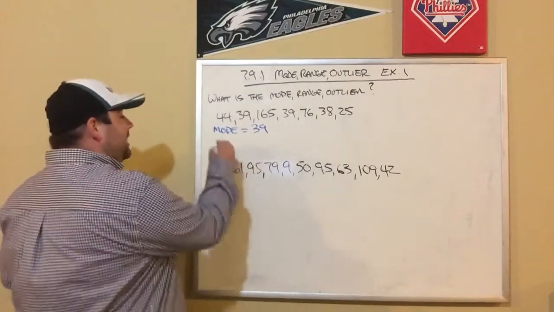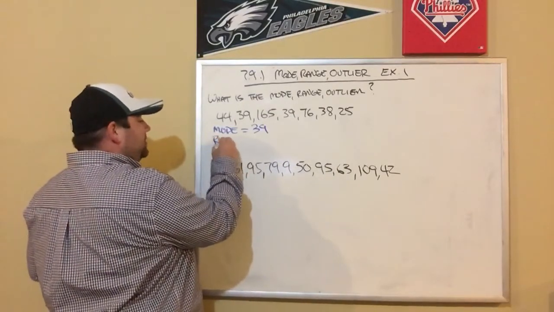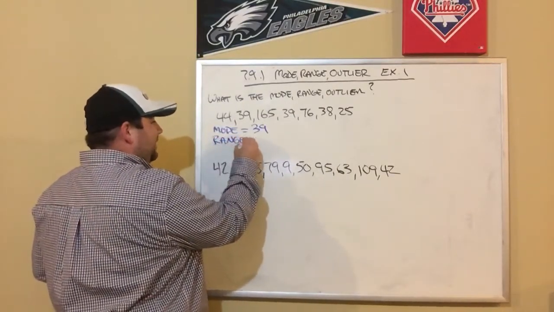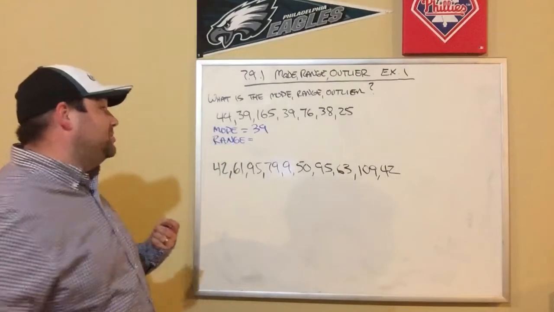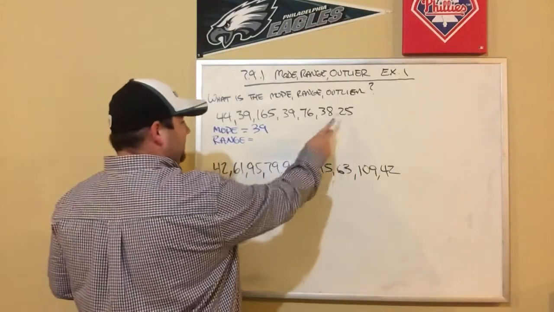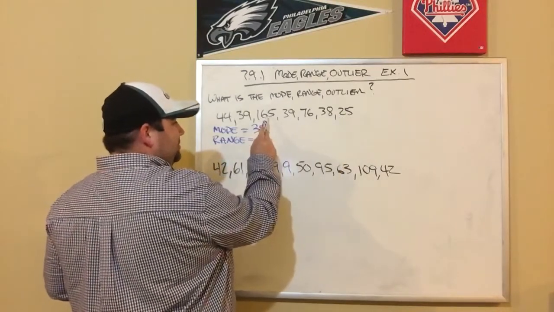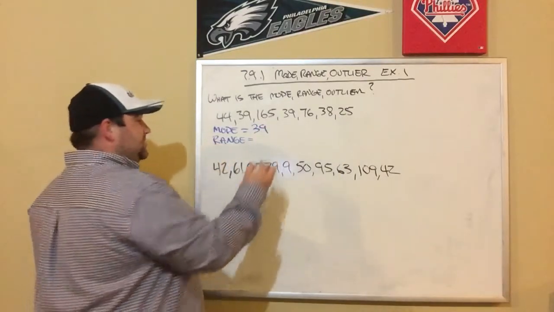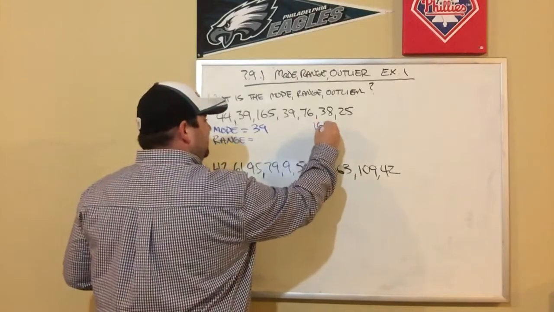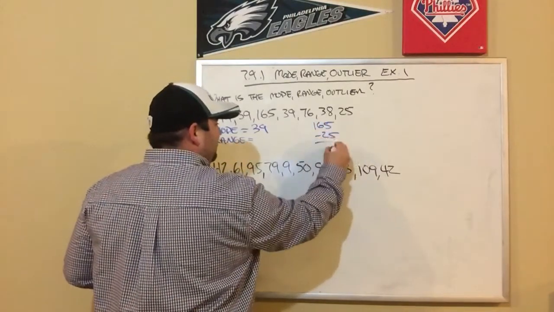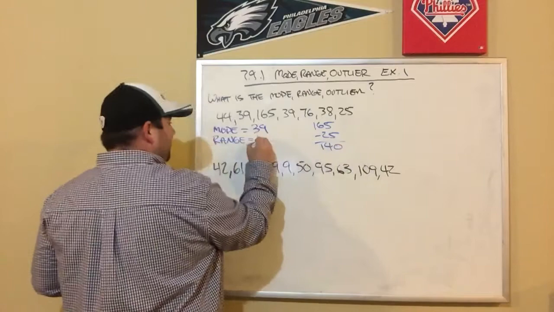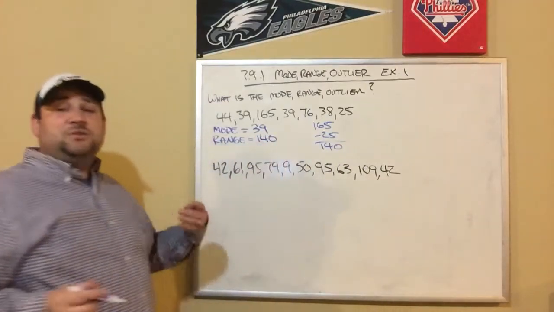All right, let's talk about range. Range, we just need to find the largest data item and the smallest data item and subtract the two. I can see here my smallest data item is 25. My largest is 165, so I'm just going to do 165 minus 25. I do that, I get 140. So the range is 140.